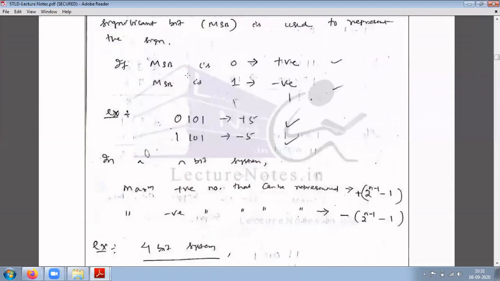Suppose if MSB is equal to, what is MSB? All of you know MSB? Most significant bit. Yes. LSB? Least significant bit. So out of this, let us say 101, which is the most significant bit? This one. This is the most significant bit and this is the least significant bit. देखो, suppose I want to.